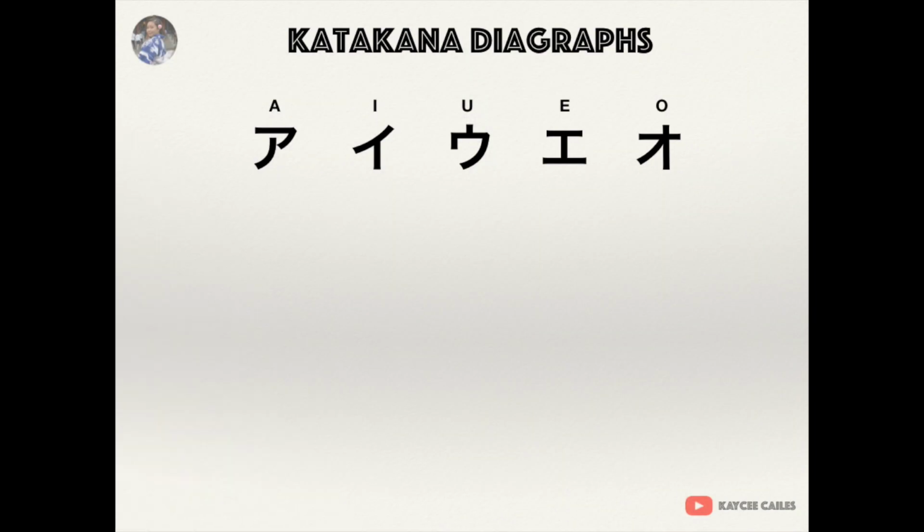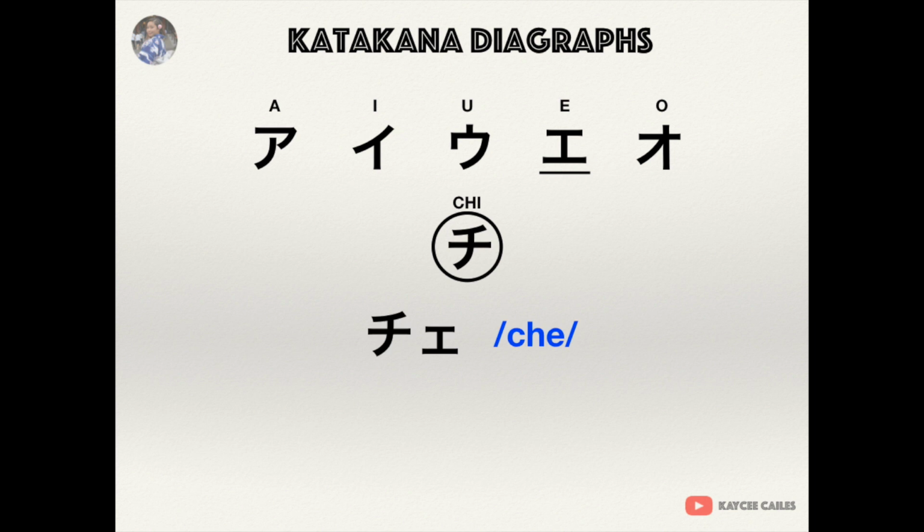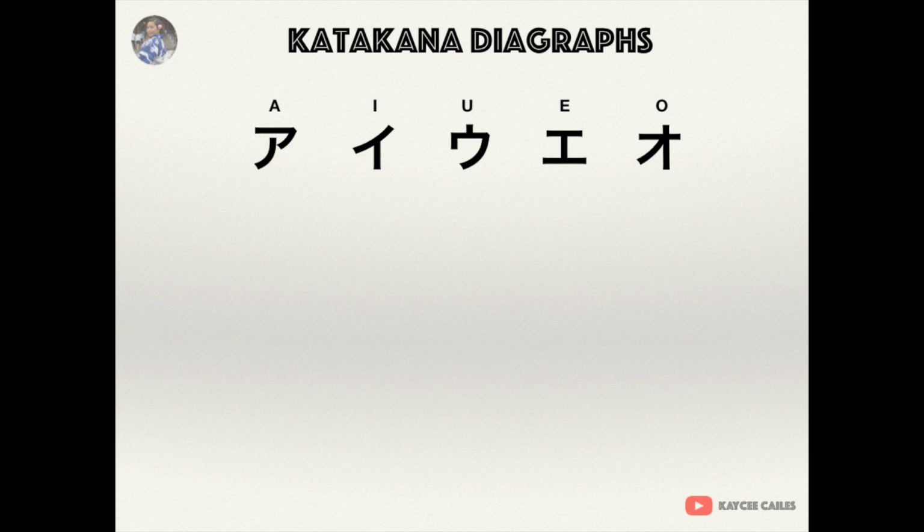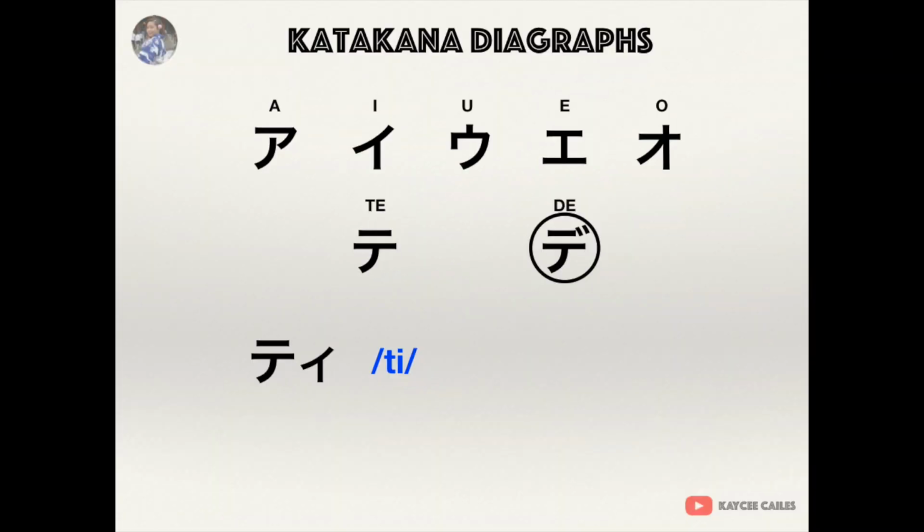Next we have chi. Chi combined with e will produce che. Therefore, it allows the Japanese to say a word like cheddar. And then we have te and de. Te and i will produce ti. De and i will produce a sound di.